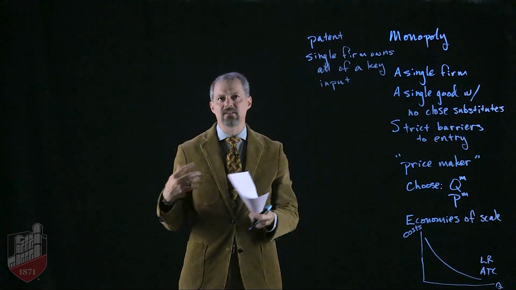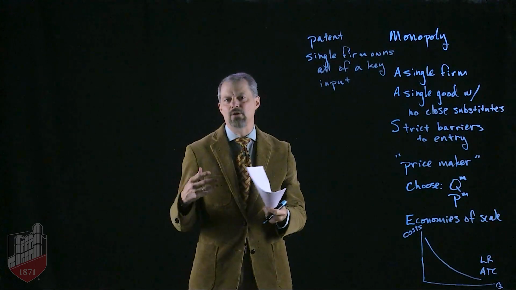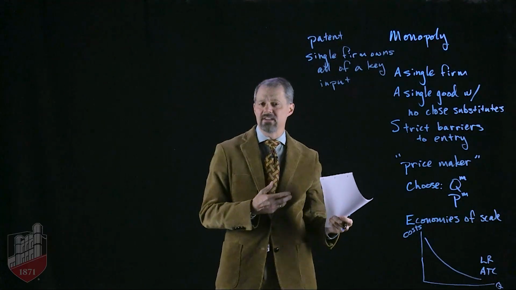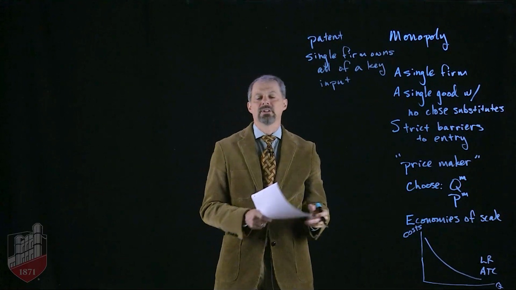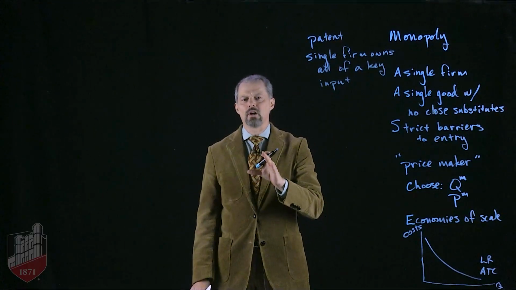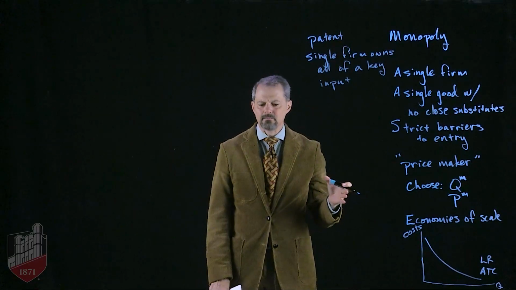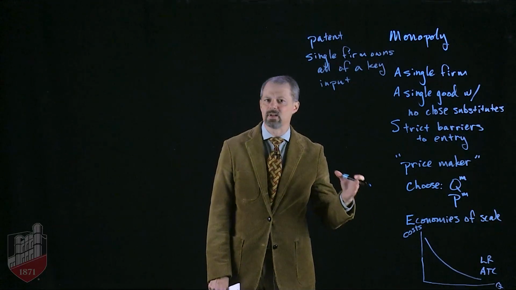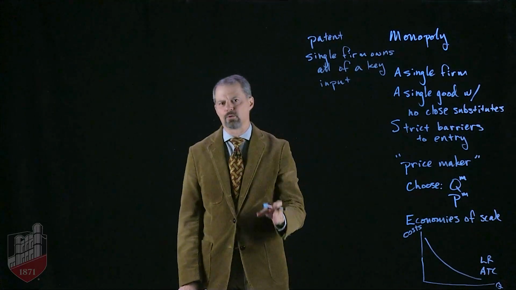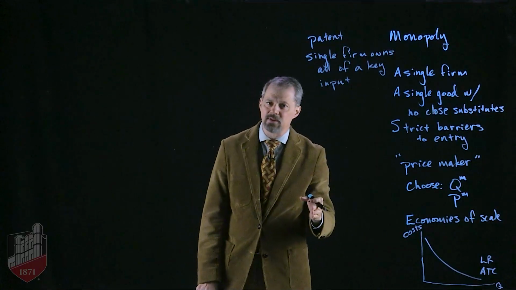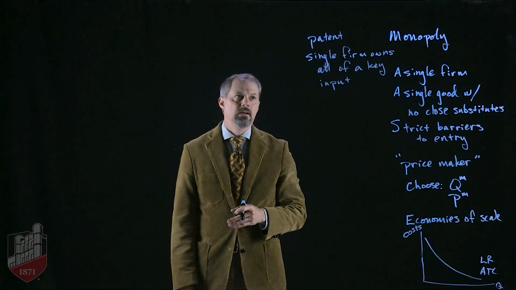If you go back historically, there's a company called Alcoa that makes aluminum. They still make aluminum. But there was a time when Alcoa owned all of the bauxite. And you need bauxite to make aluminum. Because Alcoa owned all of the sources of bauxite, they were the only people that could make aluminum.